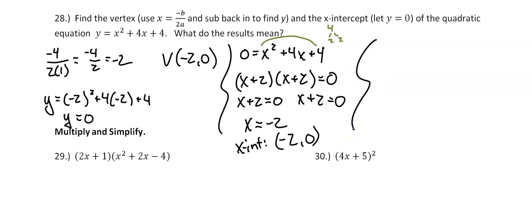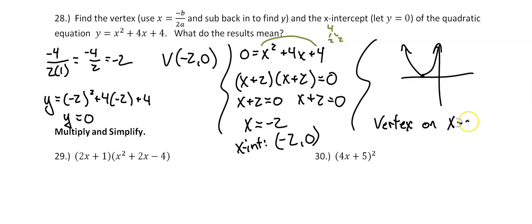So what's implied here when it asks what the results mean is that this time the vertex is the x-intercept. In other words, we have a graph that kind of looks like this. The vertex is the spot on the x-axis. So the only part of the parabola that touches the x-axis is the vertex. So vertex on x-axis. And that's the interpretation piece.